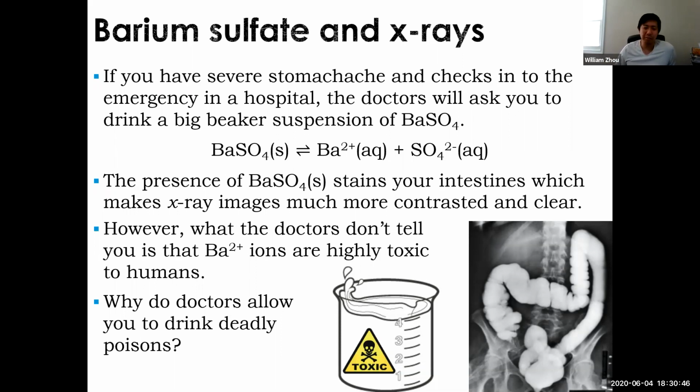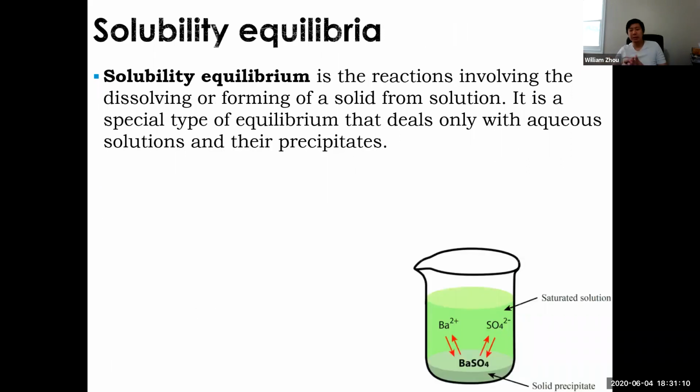Now, why would the doctor recommend patients to drink deadly poisons? Well, the answer to that question has to do with this lesson. And hopefully, at the end, you will have a better idea of why exactly that is. How come I drank toxic ions and did not just die on the spot? It all has to do with solubility. Okay? So, solubility is actually an equilibrium. We learned solubility in grade 11, and we never talked about equilibrium, but it is an equilibrium.